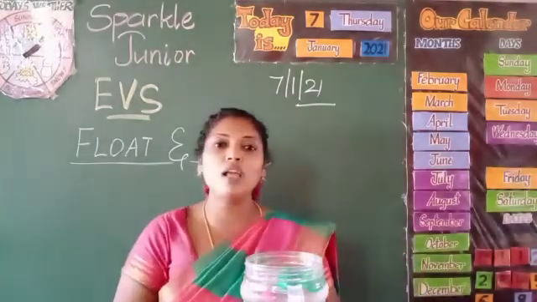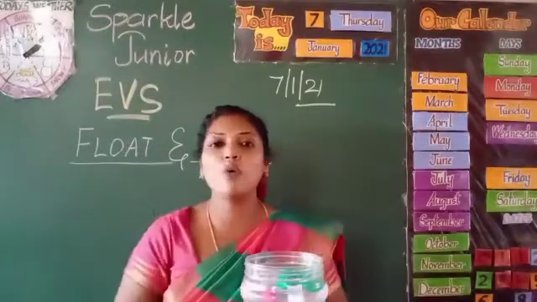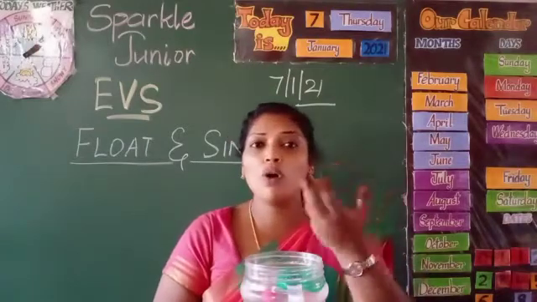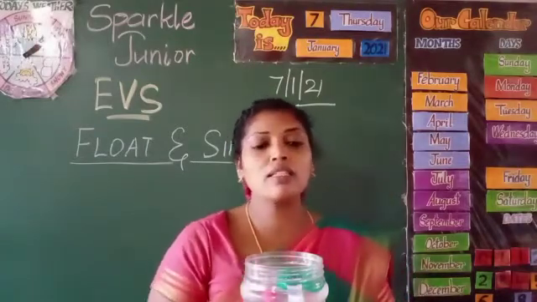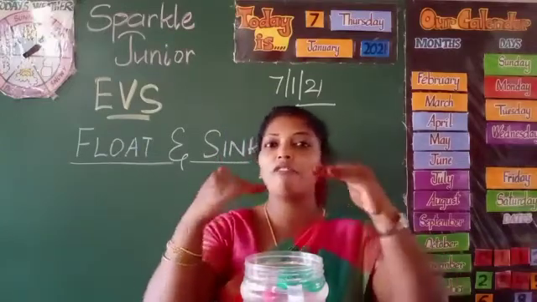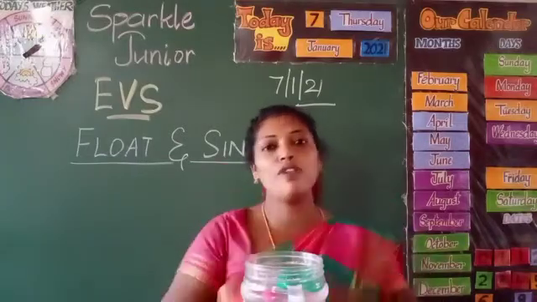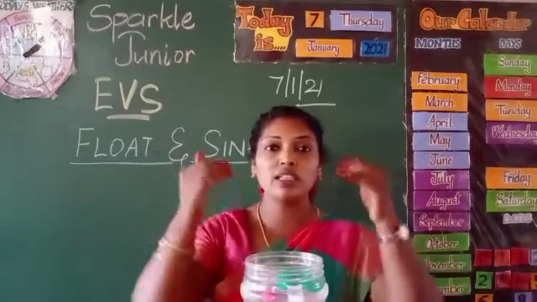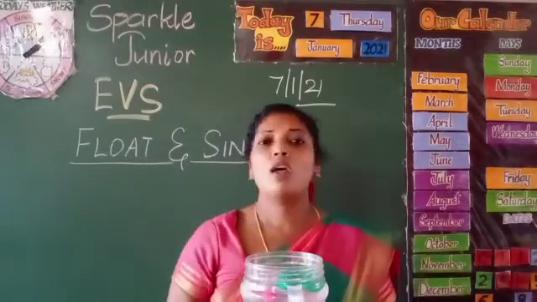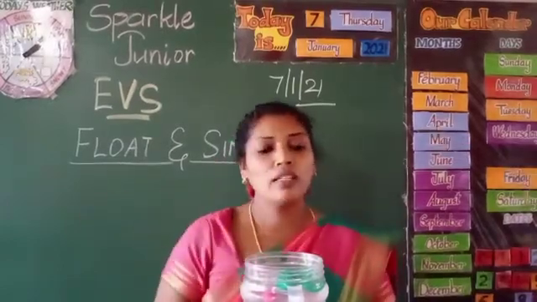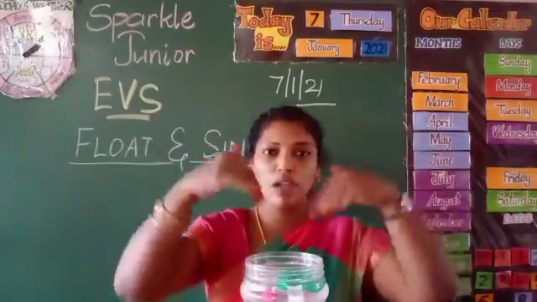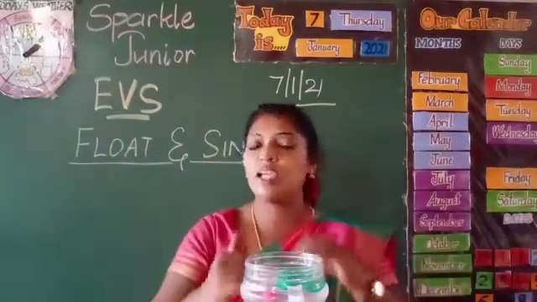Let's sing this rhyme one more time. Why do things float? Why do things float? What do you think? Things that float are lighter than water. That's why they float. Why do things sink? Why do things sink? What do you think? Things that sink are heavier than water. That's why they sink.